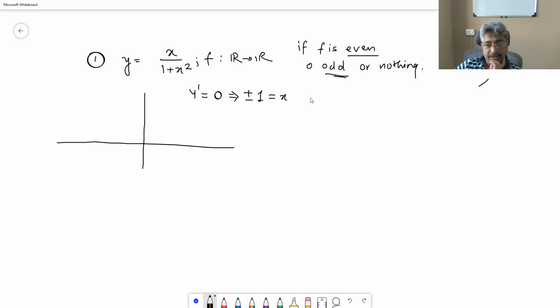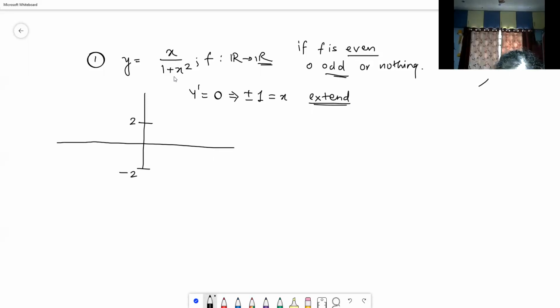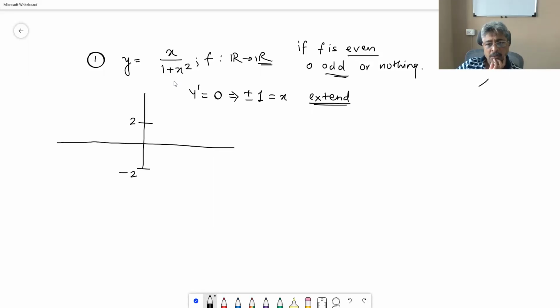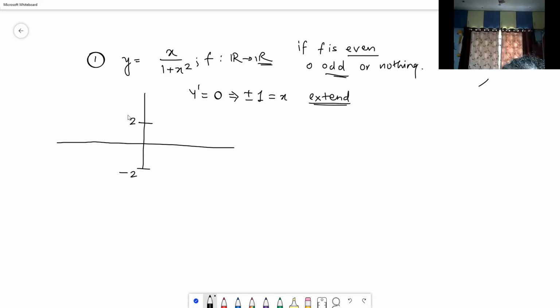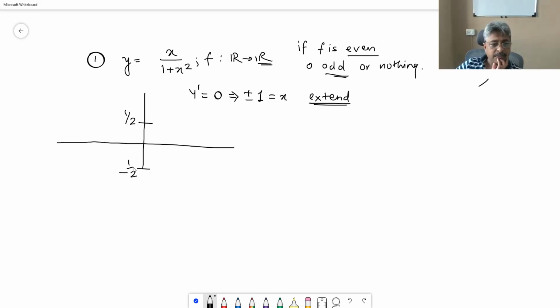So the range is not R, the range is much lesser than R. So maximum value of the function is plus 2, minimum value is minus 2. If we substitute x is equal to 1, it is plus and minus half. Okay. If we put x is equal to 0, function becomes 0. Therefore, yes, this point is part of the graph.